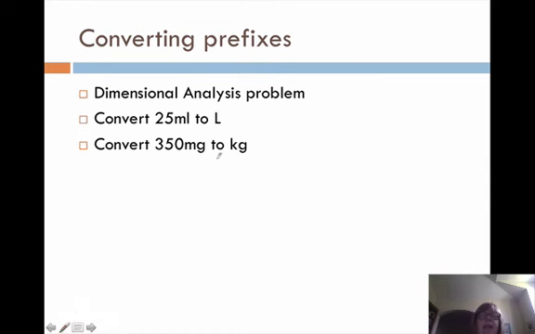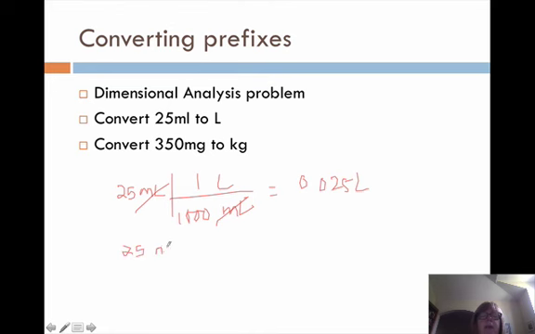Let's go ahead and practice converting 25 milliliters to liters. We don't want milliliters, so it goes in the denominator, and we want liters. A liter is 1,000 milliliters, and so we come up with 0.025 liters. Or we could have done it this way: 25 milliliters, and a milliliter is defined as 1 times 10 to the negative third liters, and you're going to get the same answer, 0.025 liters.